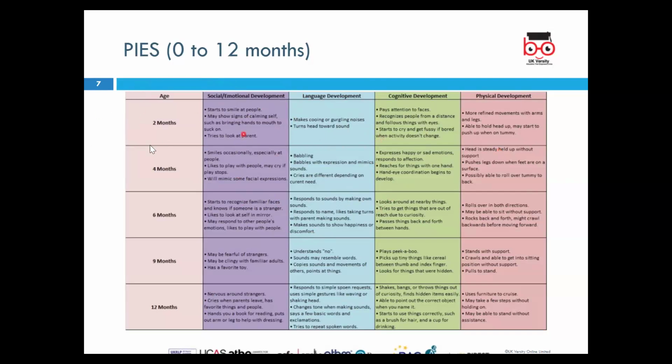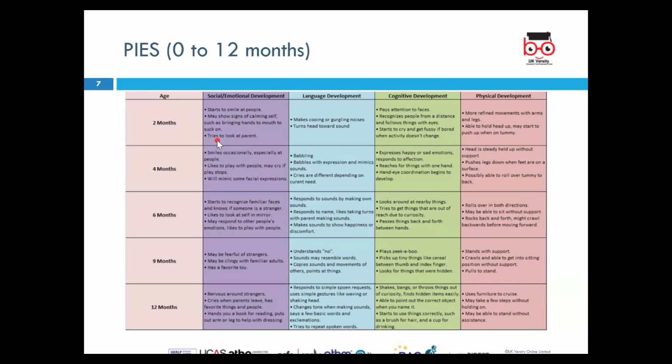So at 2 months of age, for instance, I'll not go through all of these. If the child is 2 months of age, they start to smile. This is an emotional development. They won't do this before 2 months. They might do it, but mostly it's known to be at 2 months of age. So variations exist. They may show signs of calming themselves, like bringing hands to their mouth to suck on them. They try to look at their parent, so their gaze will go towards the parent, wherever the parent is moving.